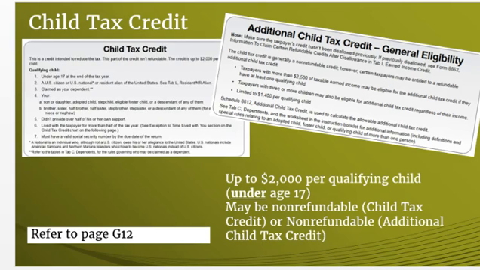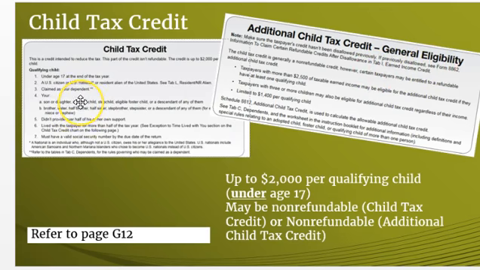So if you have children, in the prior years you would have noticed that you would have gotten a $1,000 credit for every child. This year, that credit has increased from $1,000 to $2,000 per qualifying child. Now, a qualifying child is a child who is under 17. Part of this credit may become refundable in the form of an additional child tax credit.